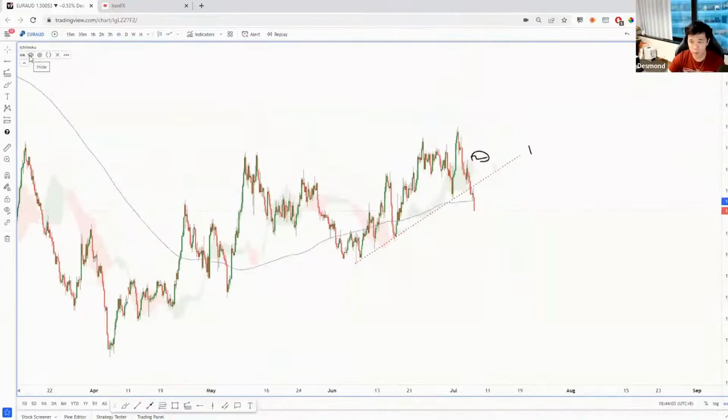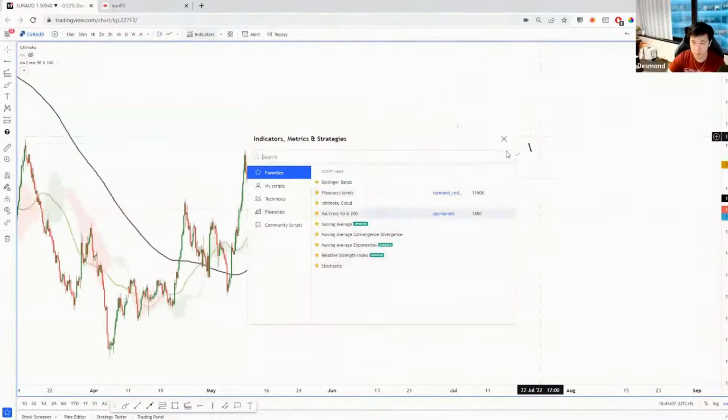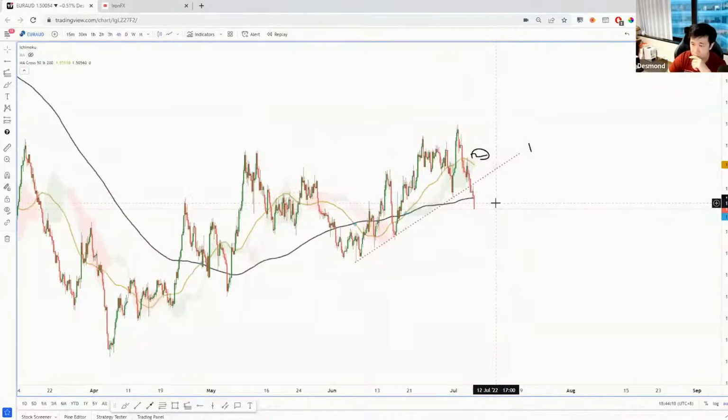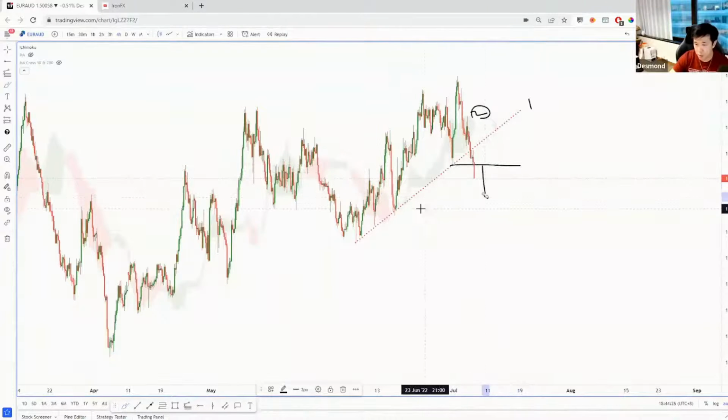Then we look at maybe the moving average. Nothing much in the moving average, honestly. It's not clear at all. But we have three reasons here. We got the trend line breakout, we got the Ichimoku breakout, and we look like we have a support level breakout, so it could trigger a move down, maybe even all the way down to here.